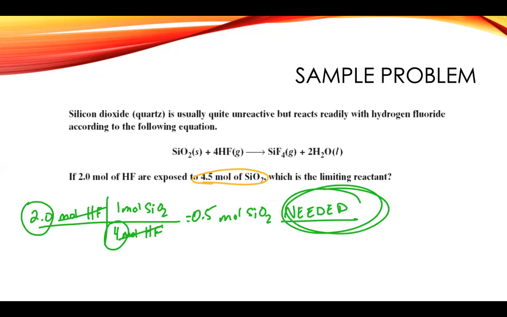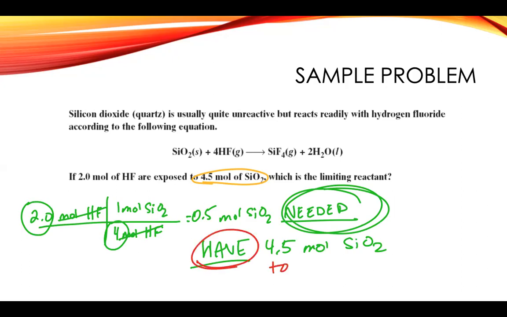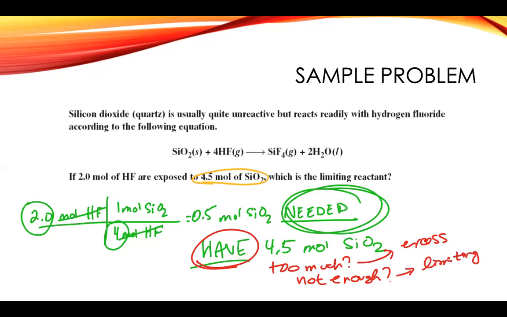How much do I have? I have 4.5 moles of SiO2. So the last question you ask yourself is this: do I have too much or not enough? If it's too much, then this is the excess reactant. If it's not enough, it's limiting. So that's how you want to do it, okay, for the conversion factor way.